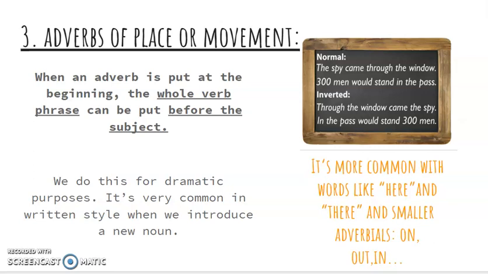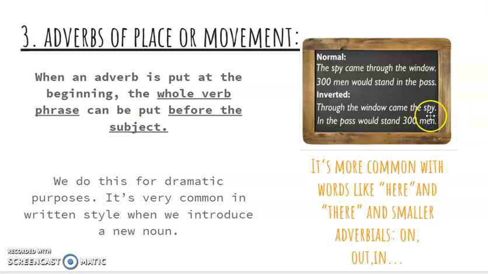Now, when an adverb is put at the beginning, the whole verb phrase can be put before the subject. This is also called fronting, and we would do it like this. In a sentence like, the spy came through the window, we can say, through the window came the spy.